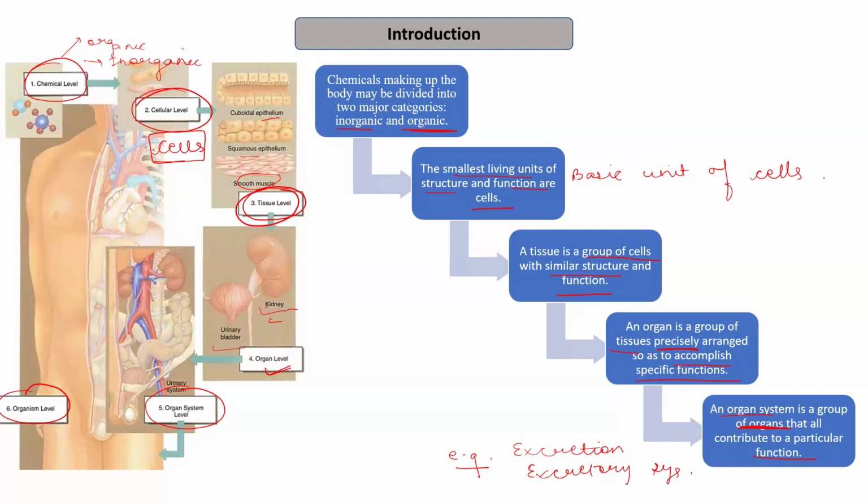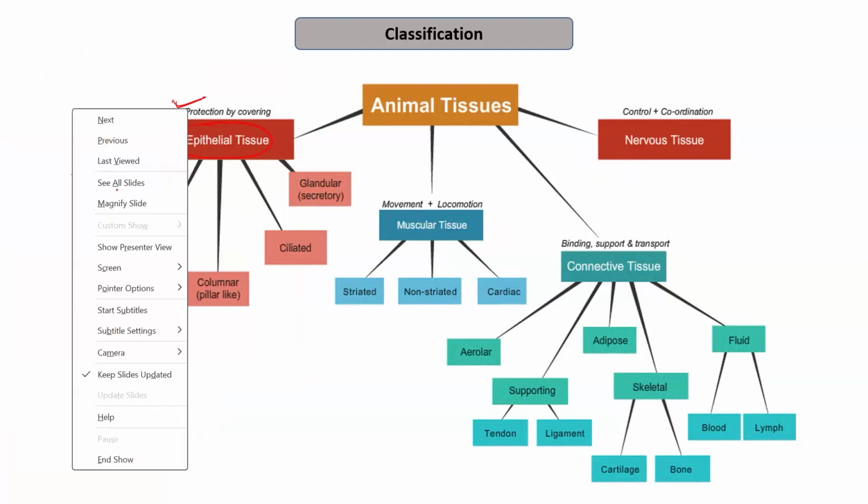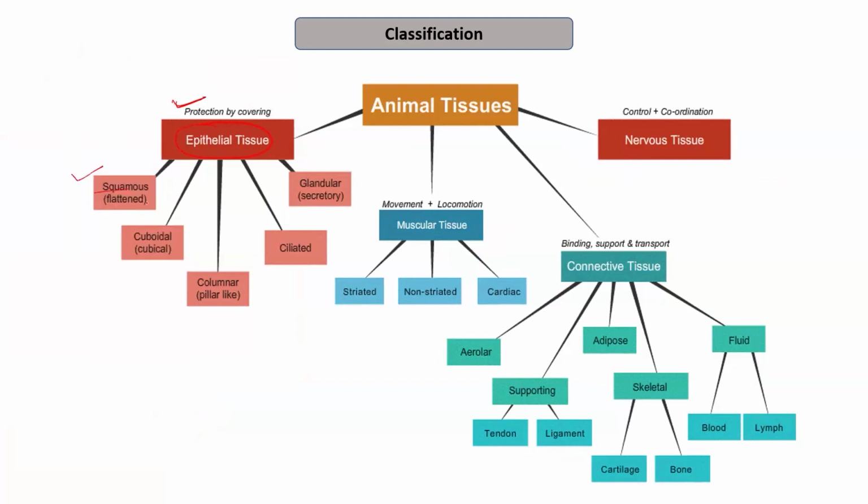Then we classify various tissues into various types, starting with the epithelial tissues. We have already discussed epithelial tissues. The function of epithelial tissues is that they provide protection by covering. There are various types of epithelium that we discussed. The first one was the squamous, which is the flattened one. The second one is the cuboidal, which is cubical.